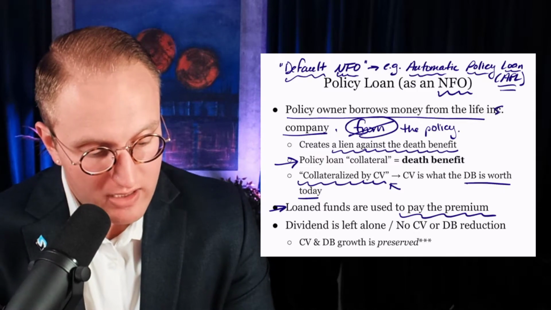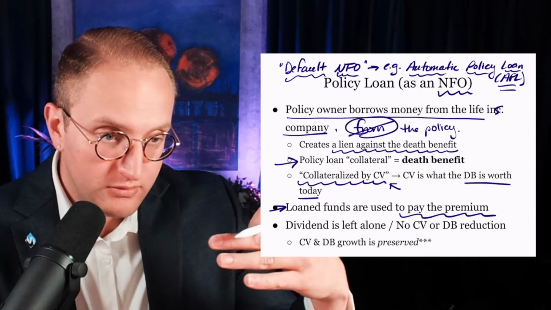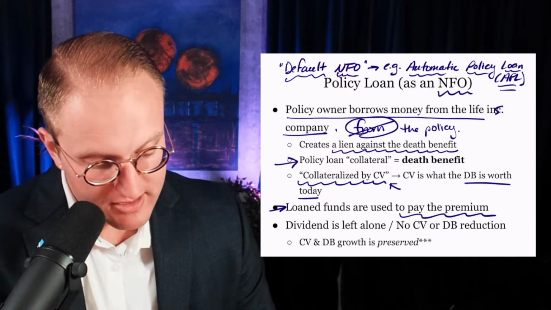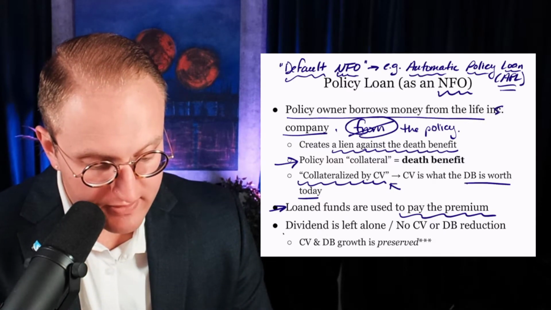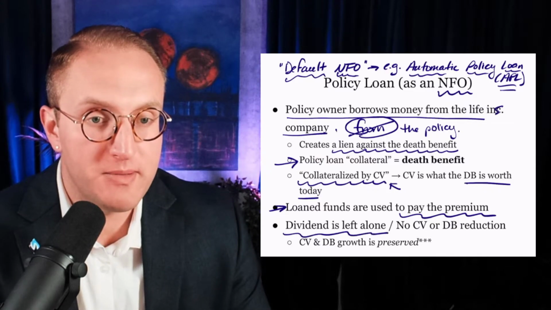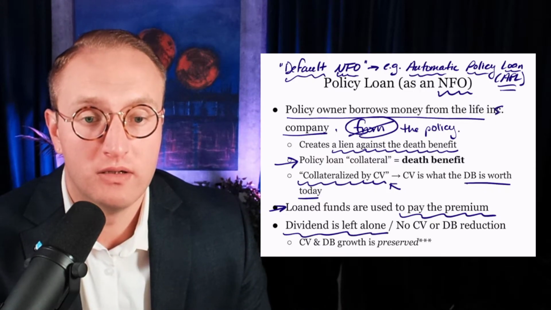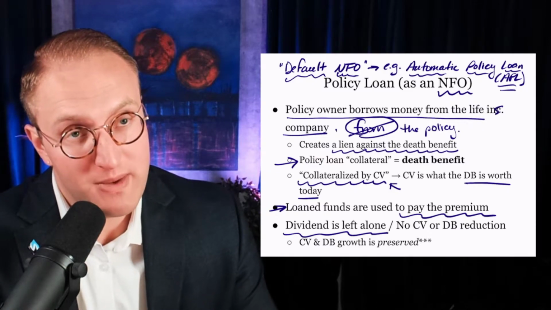In the event that you were to take a policy loan to get the premium paid, what happens? What's the effect on the policy? Well, first of all, we left the dividend alone, right? Unlike in the premium offset world, the dividend is allowed to go back into the contract. So the dividend goes back in the form of PUA.